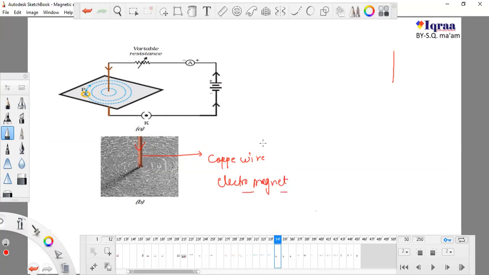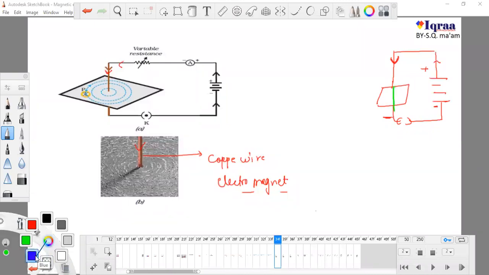Now if this is the path and you can see the flow of current, the flow of current is like this, and this is a full path. We can draw this as our cardboard. This side is the positive side and this side is the negative side, so definitely current will flow like this, and this is my copper wire. The copper wire is passing through this. I made a hole, so this is my copper wire, and around the copper wire I sprinkled some iron flakes.